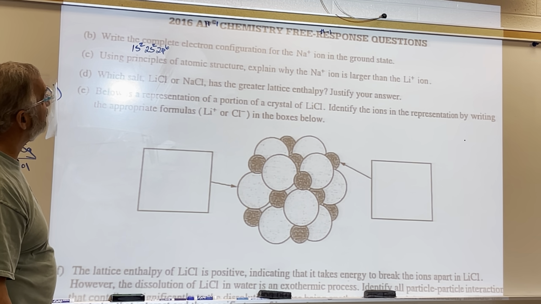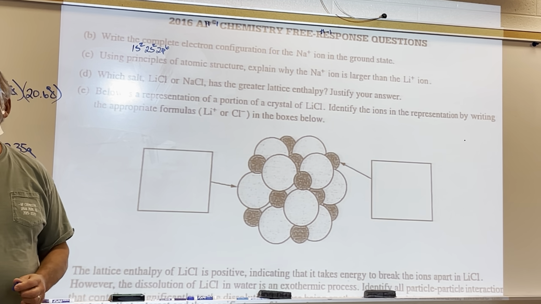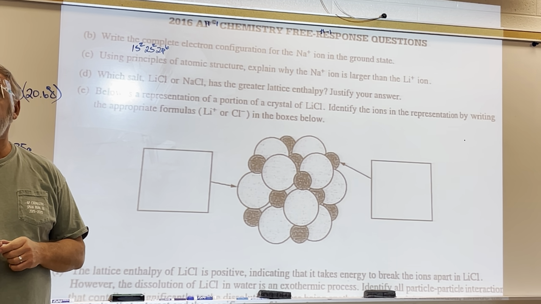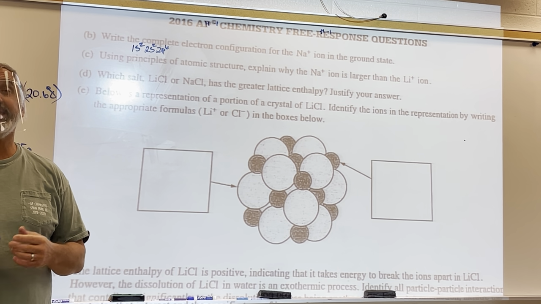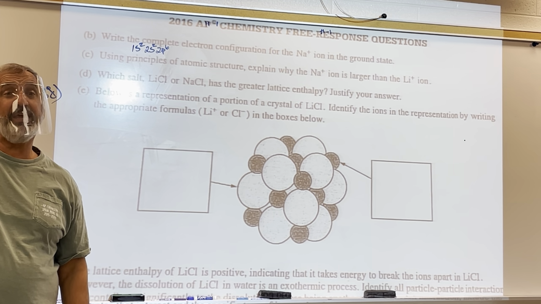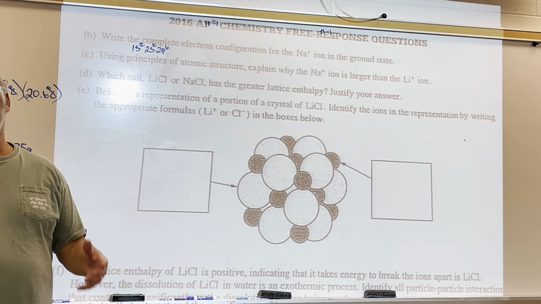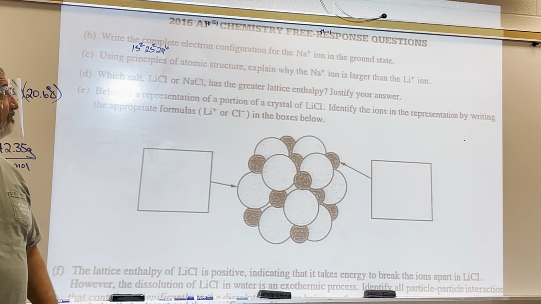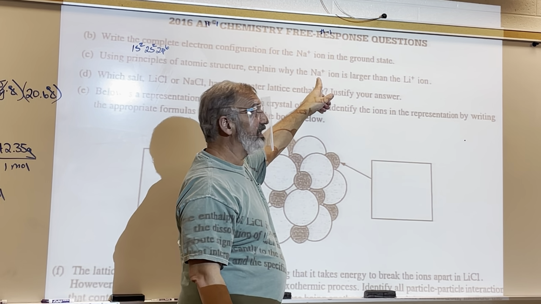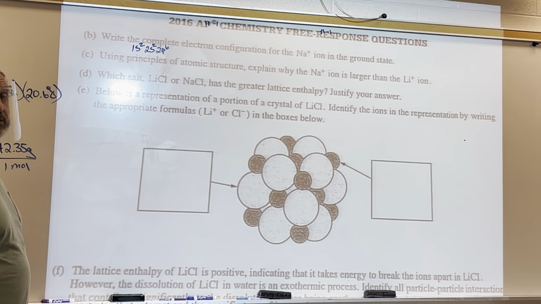Using the principles of atomic structure, explain why Na plus is larger than Li plus. Why is Na plus larger? It's got more energy levels. Na has three energy levels, but Na plus has lost that third one, so Na plus has two energy levels, whereas Li plus only has one energy level. More energy levels makes a larger ion. Note that this is the equivalent of neon, that's the equivalent of helium. Which salt has the greater lattice enthalpy?